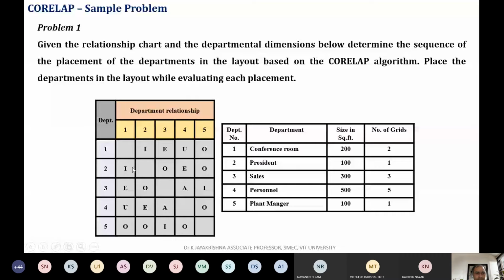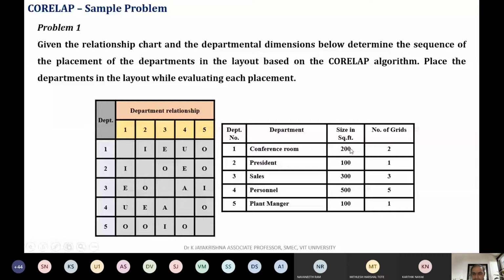That means the first department and the second department share an I relationship. First department and the third department share an E relationship. First and fourth department share a U relationship. First and fifth department share an O relationship. Is that clear? This is the relationship each and every department is sharing with each other. Correct? Am I clear to you? Yes, sir.